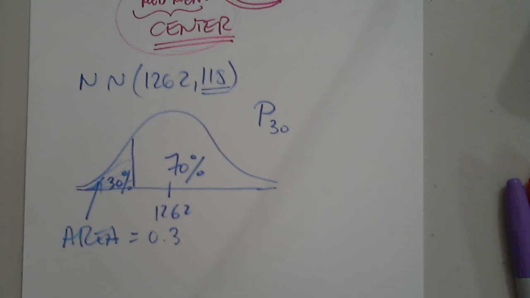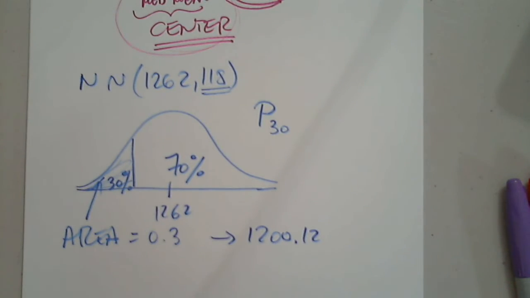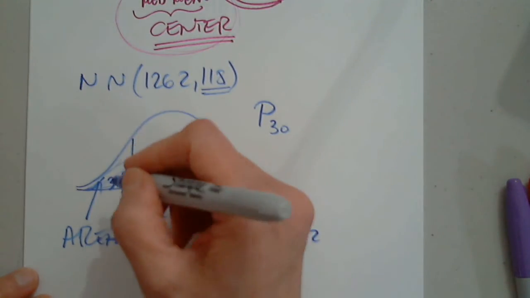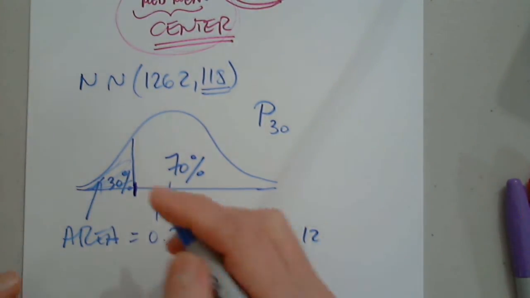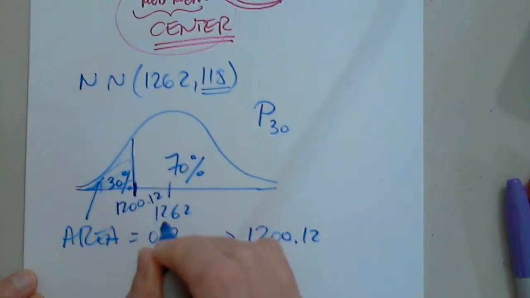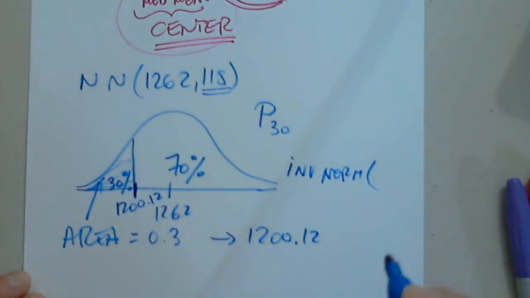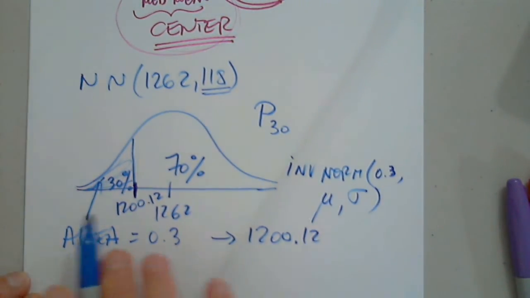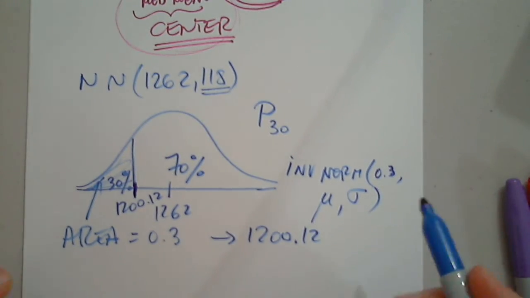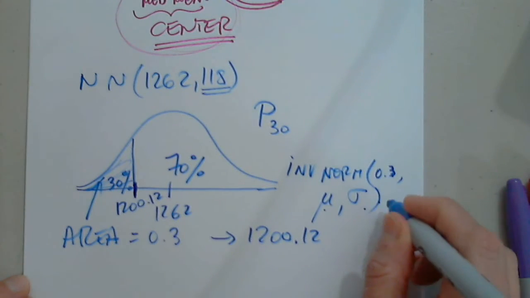And you press enter. And we get 1200.12. So this is what it means. It means that this point here, which may be an observation from the data set or may not, is 1200.12. So I determined it with inv norm with the area to the left, 0.3, and then mean and standard deviation. The older calculators do not require anything else. So the area to the left, mean, standard deviation, close the parenthesis, and that's it.